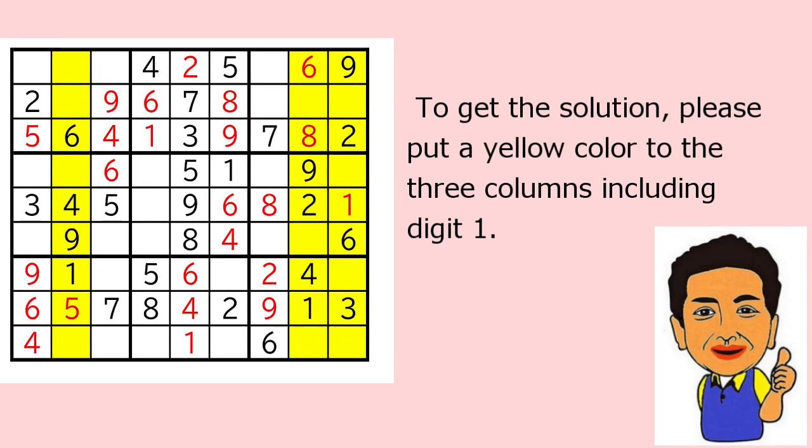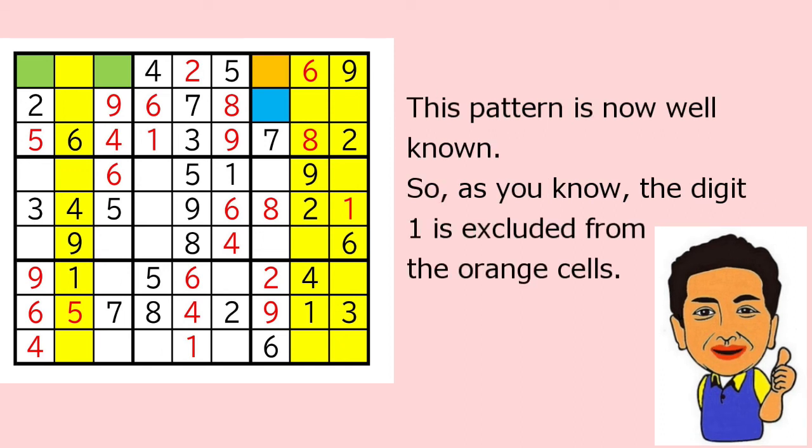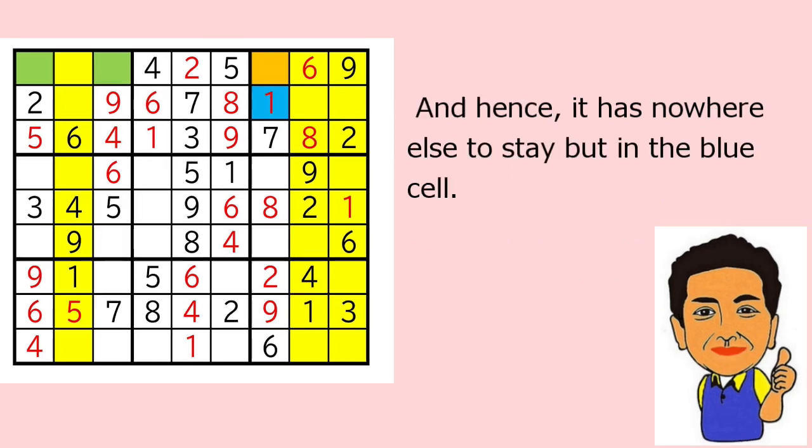To get the solution, please put a yellow color on the 3 columns, including digit 1. And then put green, orange, and blue colors on some blank cells as shown in the figure. This pattern is now well known. So, as you know, the digit 1 is excluded from the orange cells. And hence, it has nowhere else to stay but in the blue cell.